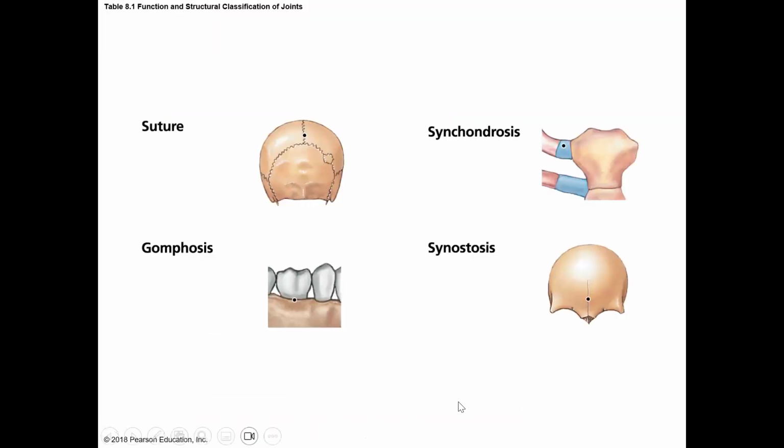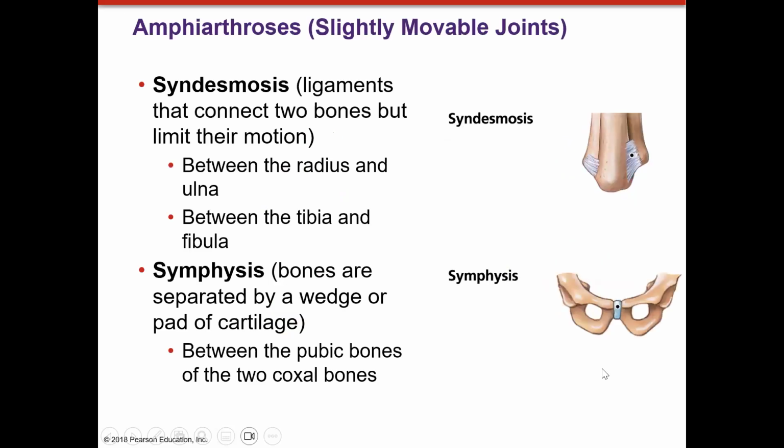And here's an example here as well for us. So the sutures, synchondrosis. So this area here where the ribs meet, but you will find movement here. Okay? So if you move your arms around and put your fingers right here, you're going to feel that move around a little bit there. Right? Gomphosis would be the teeth, and then the synostosis example.